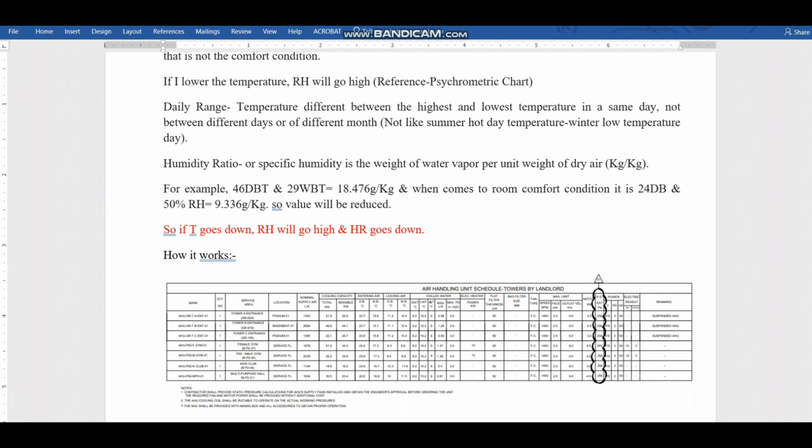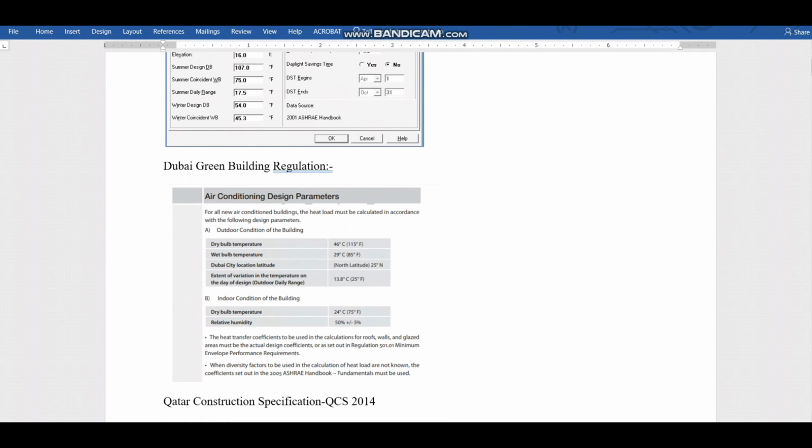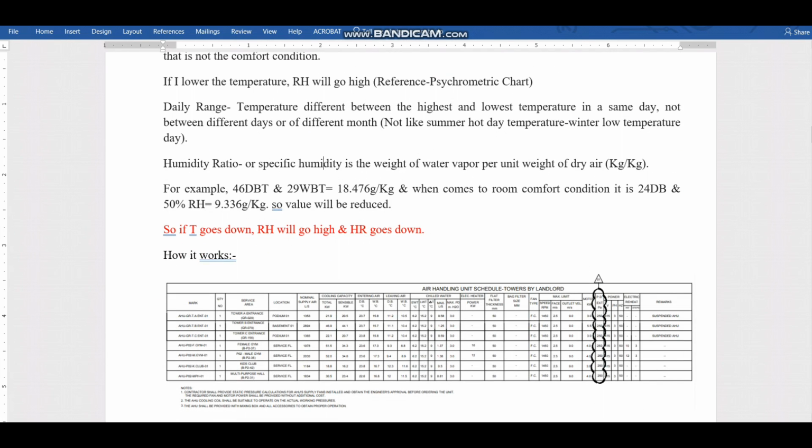So as you see here, if I lower the temperature, RH will go high. And next one is the daily range. If you go to Dubai, what they have given, the daily range is 13.8 degrees Celsius or 25 degrees Fahrenheit. First of all, just understand what the daily range is.